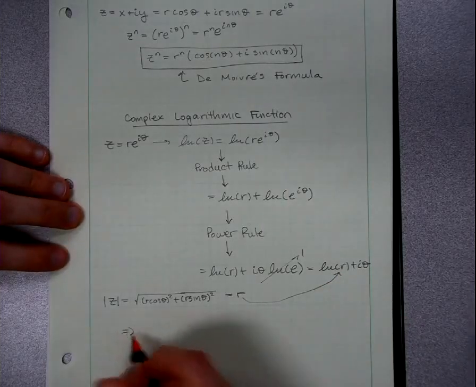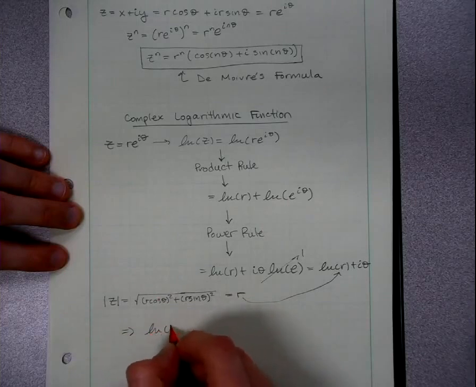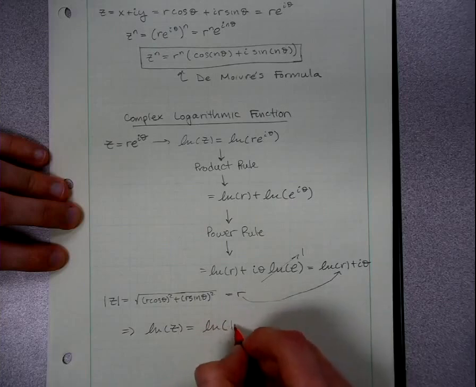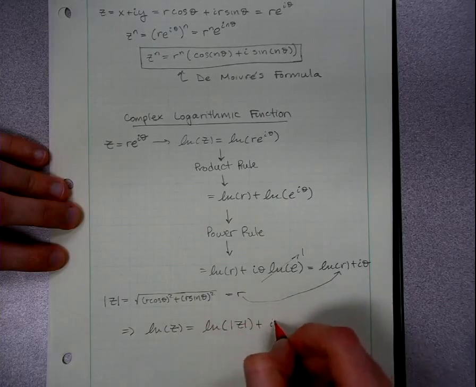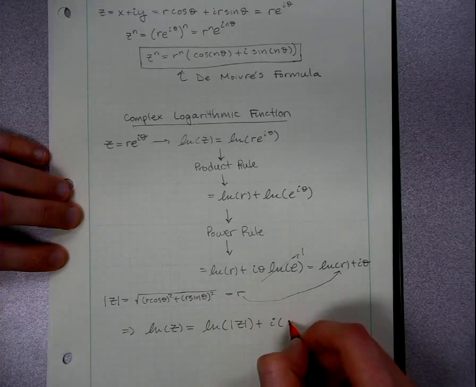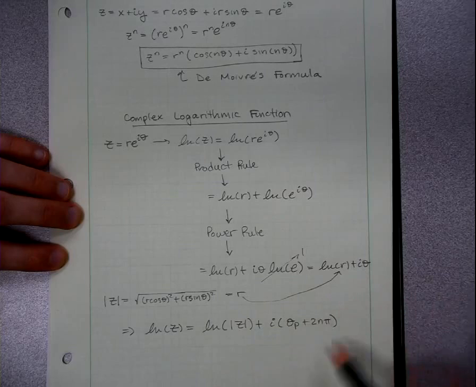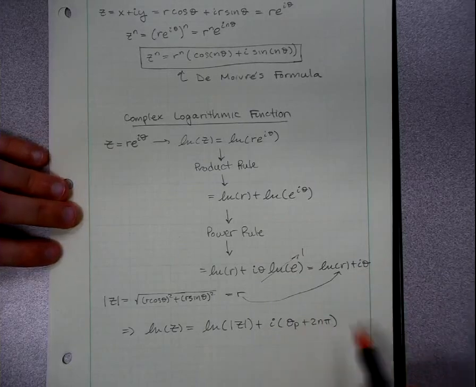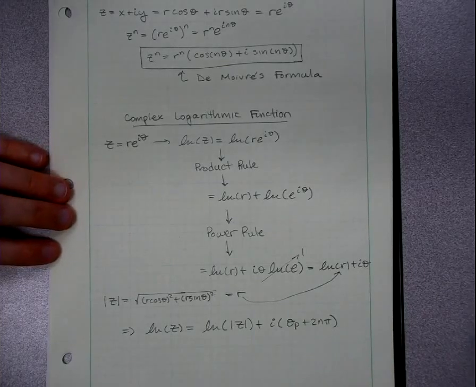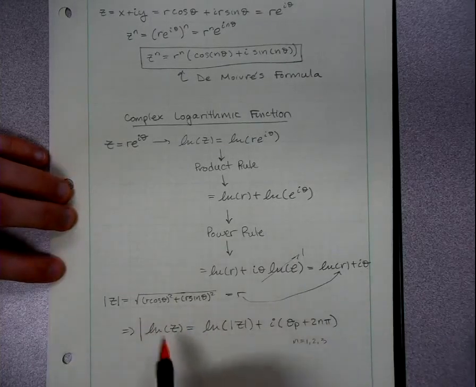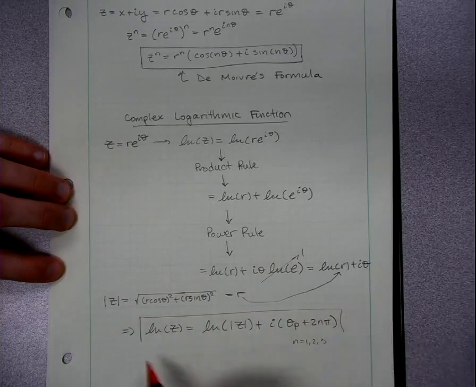So therefore, in the end, the formula that we get is ln of z equals the natural log of the modulus of z plus i times theta_p plus 2 n pi. So I'm just rewriting this theta as the principal theta plus 2 n pi just because it repeats itself. Again, n equals 1, 2, 3. So that's our final equation here.